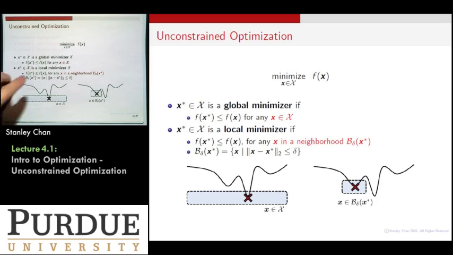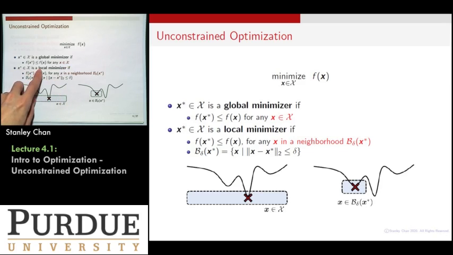So what do I mean by a minimizer? Well, there are two types of minimizers. One is called the global minimizer, and it says that this x star has to have the lowest possible value compared with any other values in the set when you evaluate them. So you put x star into your f, you evaluate this value, and it has to be lower than anyone else's in your set X. So that would be called the global minimizer.